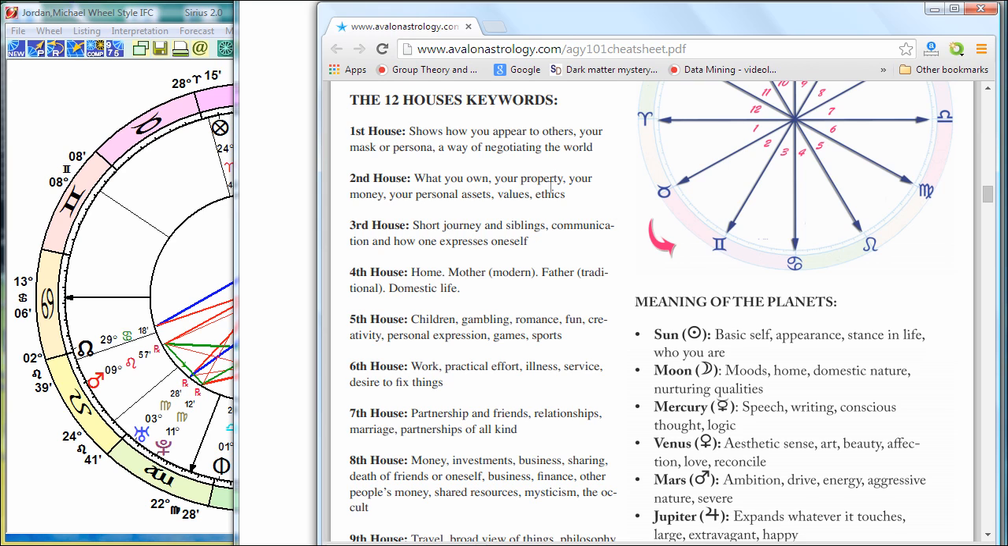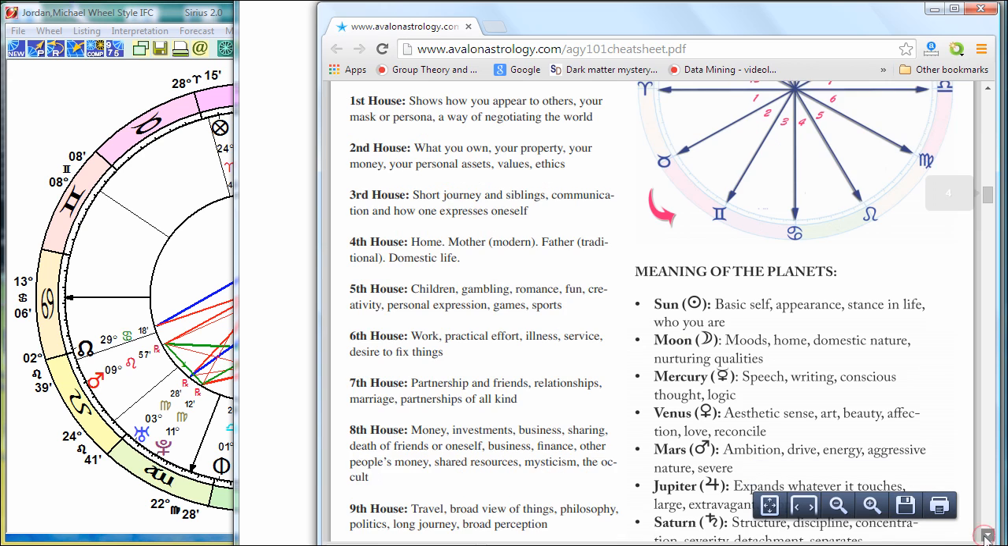But for now, you want to get some of the common ideas about what's said. So whether you think it's your money and what you have, or whether you think it's ethics or values, you can decide as you progress with your studies. But this will give you some ideas, some images that all astrologers will agree, at least as an image, makes sense. And here are the meanings of the planets.